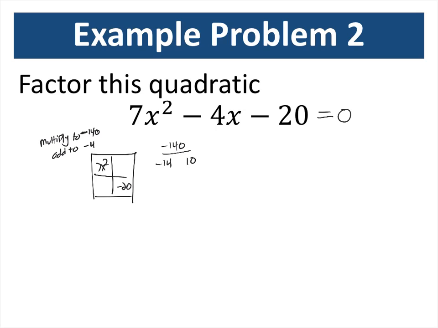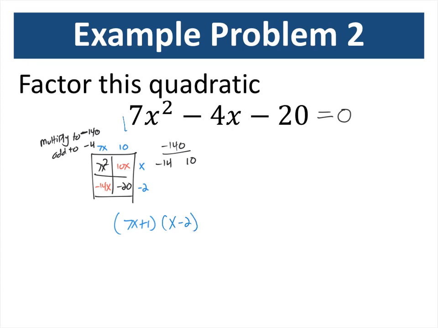Oh, hey, actually that worked. That was the first guess, because negative 14 plus 10 is negative 4. So I don't actually have to do all that much work. Negative 14x and 10x. Find common factors. A common factor here is x, it looks like. So that's got to be 10. So this has to be negative 2, which makes that have to be 7x. So my factored form is 7x plus 10. That's the stuff up here. And my other factor is x minus 2.